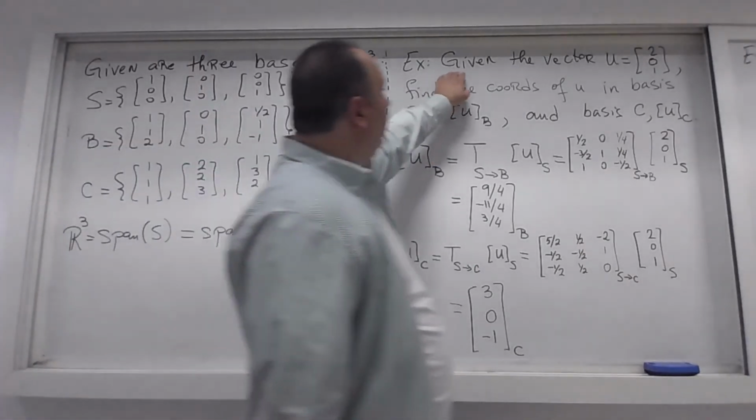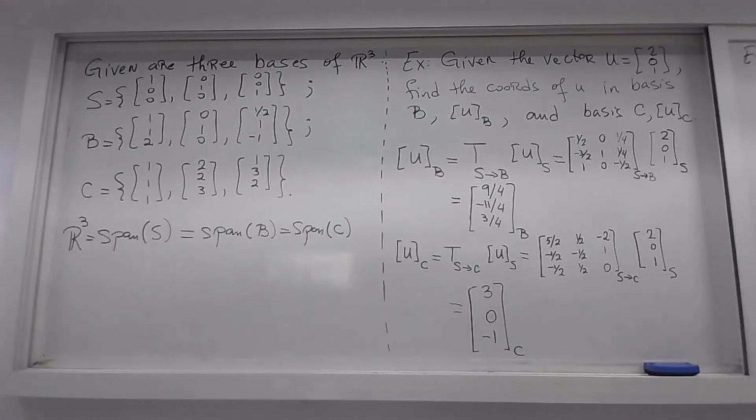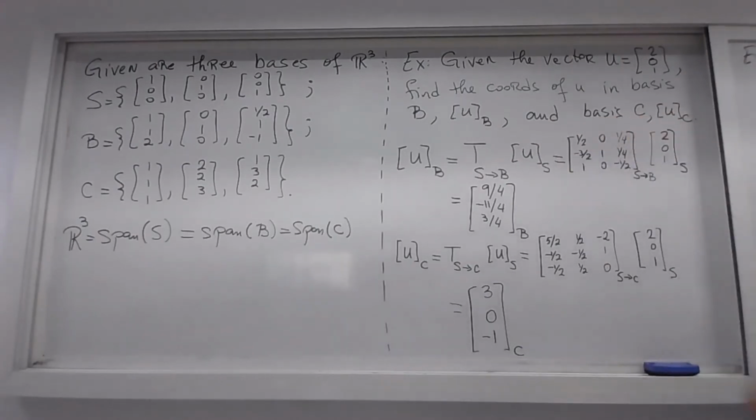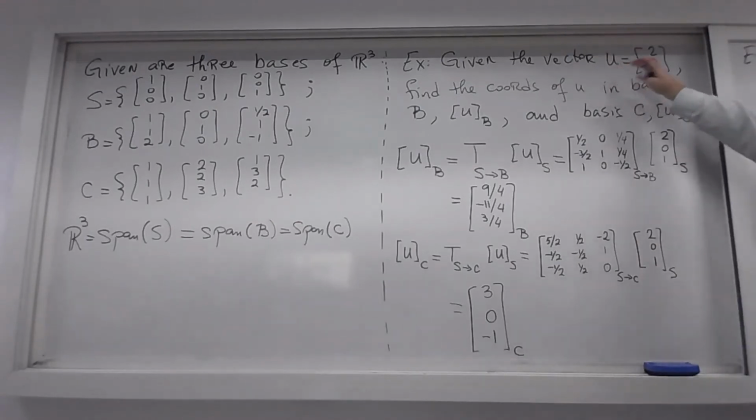Given a vector in R3, so vector 2, 0, 1, for instance, the question is, you need to find the coordinates of that vector u in basis B. So we need to find coordinates of u in basis B and also coordinates of u in basis C. Obviously, coordinates of u in standard basis are 2, 0, 1. So that's super easy, we don't need to ask for that.